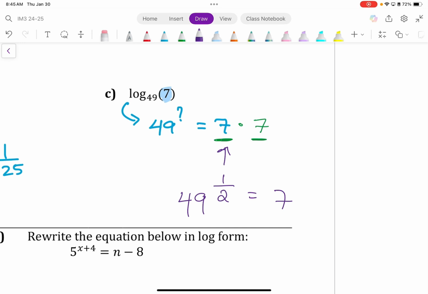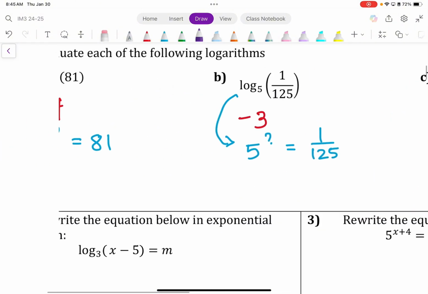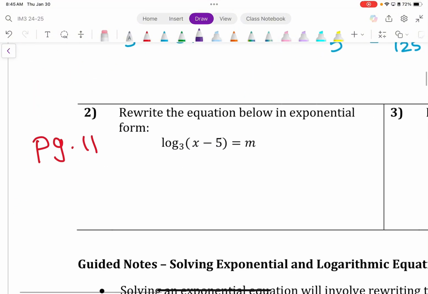All right, so moving on to the next one. So by the way, the solution was 1/2. Moving on to the next one. I had you guys double check on page 11, because on page 11 is where we were switching back from exponential to logarithmic form. So all that you need to do in this case is you just need to correctly identify what the base is, what the exponent is, and what your answer will be.